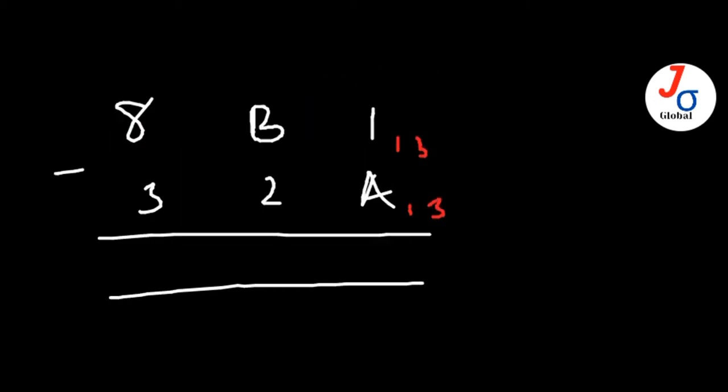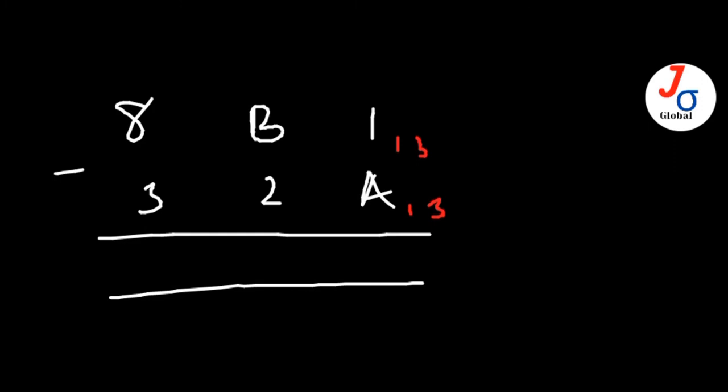Alright, looking at this question, I know it looks scary, but I would advise that you just pause the video and try it out yourself. Alright, so we know that the value of A is actually 10. So 1 minus 10, that's practically impossible.